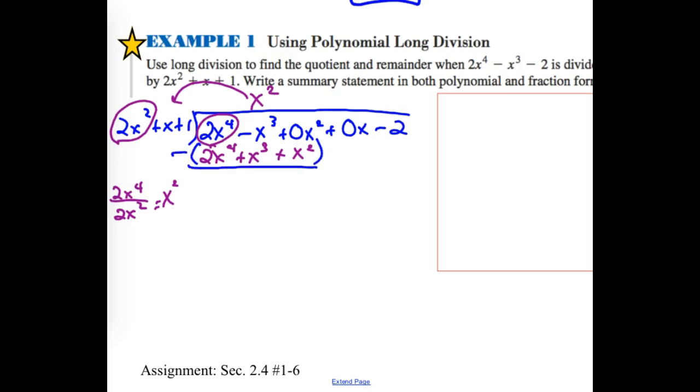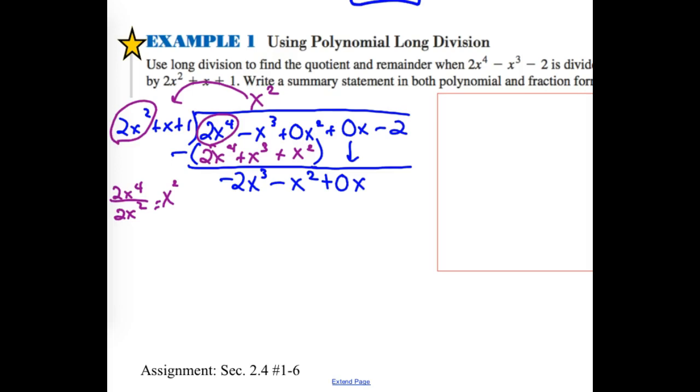This is the step where most people make mistakes with that subtraction, so take your time. We have 2x to the fourth minus 2x to the fourth. That disappears. We have negative x cubed, and we're subtracting an x cubed, so we now have negative 2x cubed. We had no x squareds, but we're subtracting 1, so we have negative 1x squared. And then we would bring down our next term, which in this case is just 0x. Okay? And then we repeat that process again.